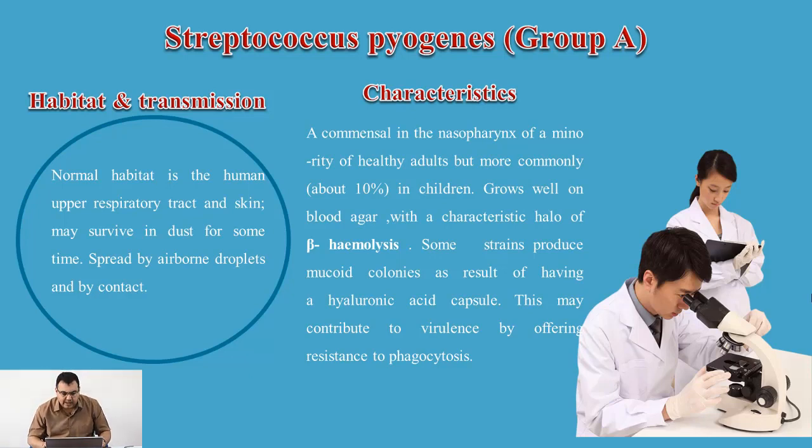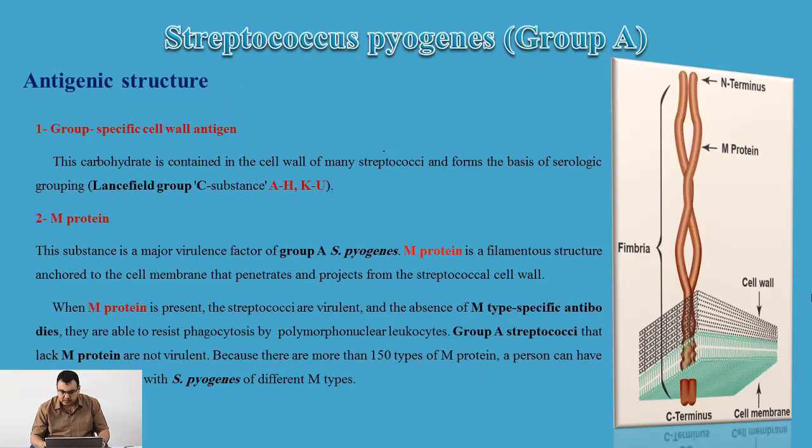Normal habitat is the human upper respiratory tract and skin. It may survive in dust for some time and is spread by airborne droplets and by contact. Characteristics: it is found in the nasopharynx of a minority of healthy adults, but more commonly, about 10%, in children. It grows well on blood agar with a characteristic halo of beta hemolysis. Some strains produce mucoid colonies as a result of having a hyaluronic acid capsule. This may contribute to virulence by offering resistance to phagocytosis.